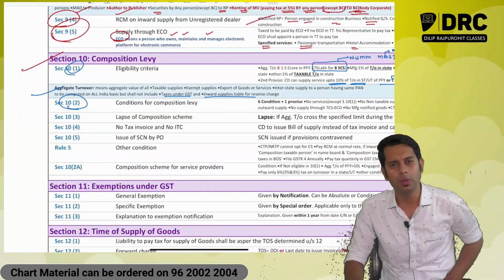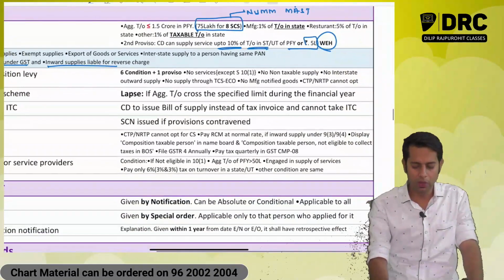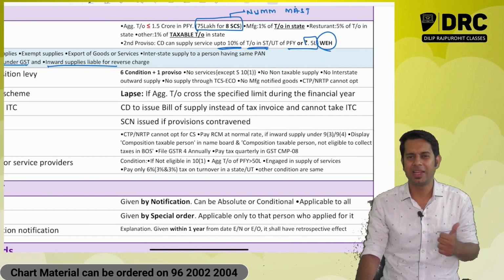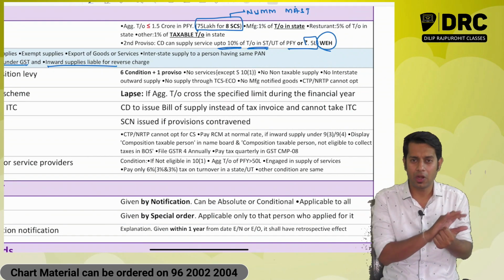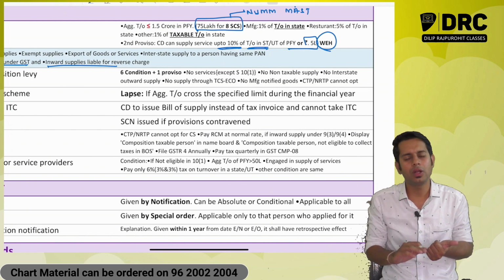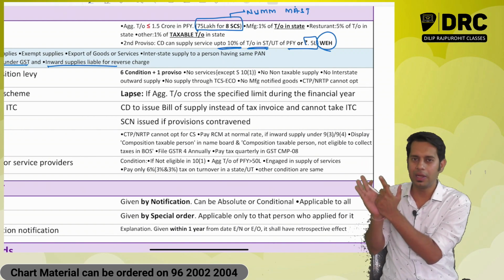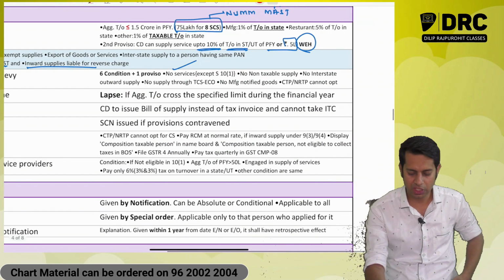If you want to become a composition dealer as per section 10, then what are the conditions which are required to be followed by you? You should not supply services other than those mentioned in section 10 subsection 1. So normally a service provider cannot become a composition dealer under section 10 subsection 1. So if you are supplying services, then that should be within the limit given in the second proviso.